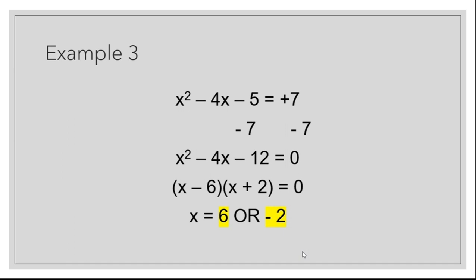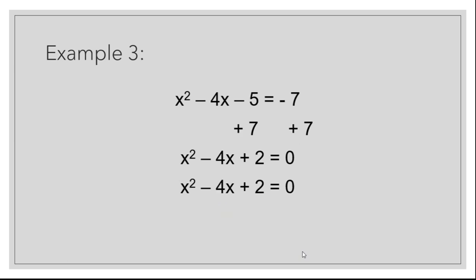So x minus 6 equals 0, you're going to add a 6 to both sides, which is going to leave you with x equals 6. Same thing, x plus 2 equals 0 is going to leave you with a negative 2 because you're going to subtract 2 from both sides. And then you're going to do the same thing for a negative 7.